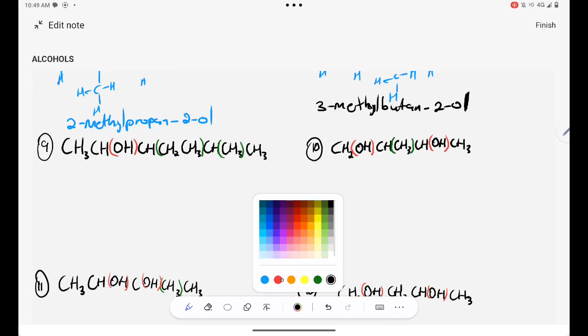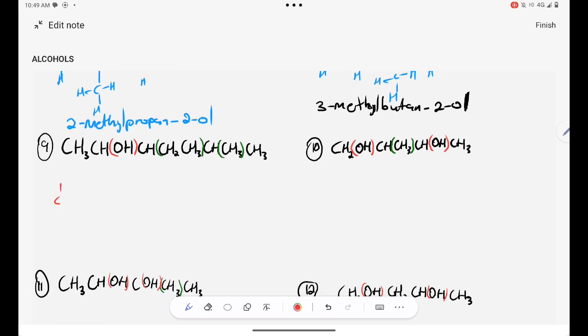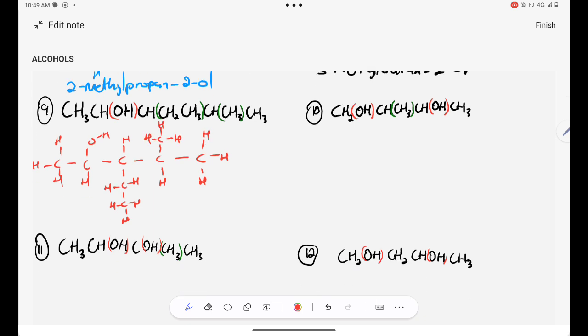Okay, for number 9, I simply have CH3, CH with an OH over there. I have CH with an ethyl, and then I have CH with the CH3 over there and another CH3. All I have to do is to write the hydrogens. You can pause the video, guys, and write down the IUPAC name. Check whether you understand or not.